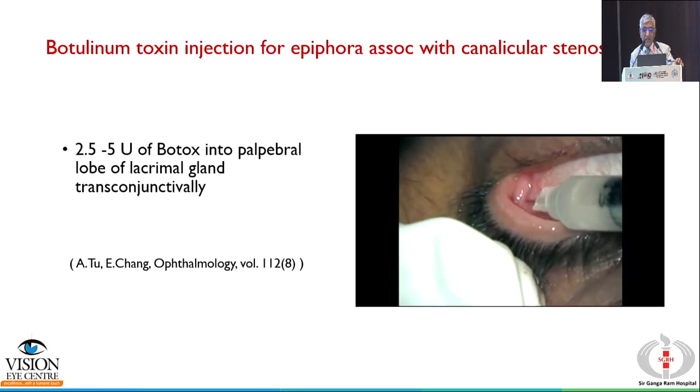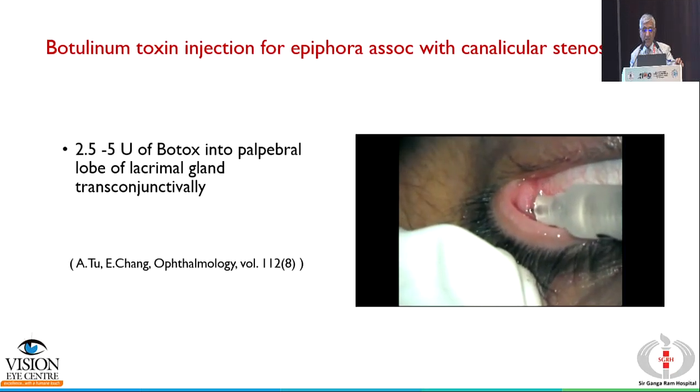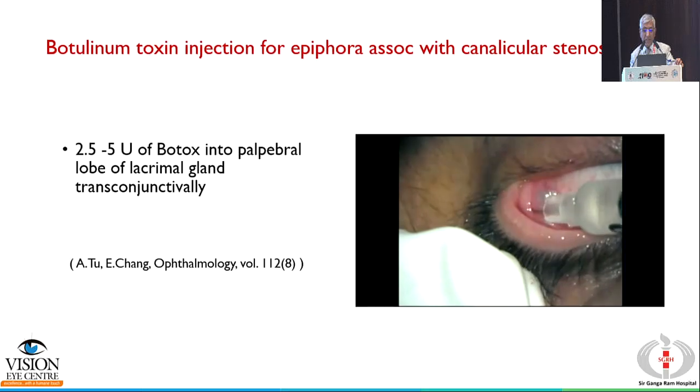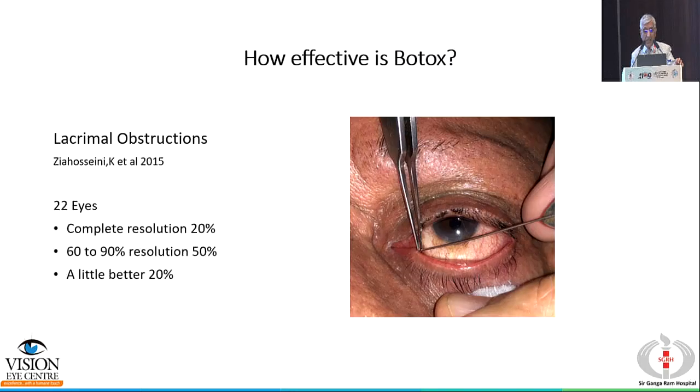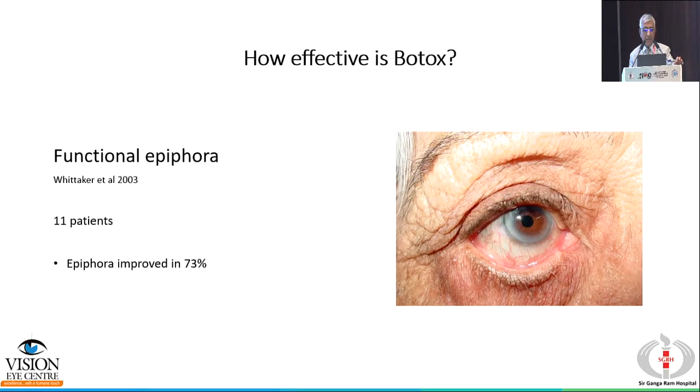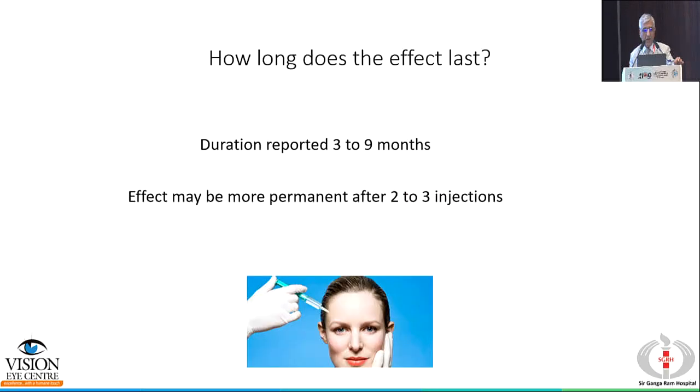2.5 units is generally used, injected transconjunctivally under topical anesthesia into the palpebral lobe of the lacrimal gland, and the results are very gratifying, with almost 60 to 90% of patients being significantly better. And this is true both for anatomical obstructions of the upper lacrimal passage as well as functional epiphora cases, where in some of them a surgical procedure may be avoided.